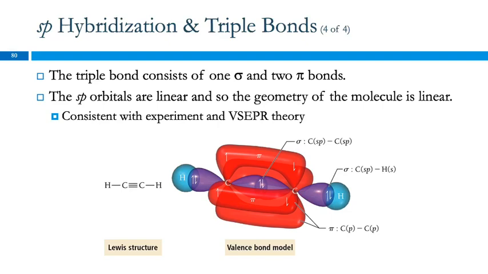There are 3 colors because blue and red represent unhybridized orbitals, and purple represents a combination of blue and red. It's a hybrid orbital. These hybrid orbitals are linear, and the molecule is going to be linear, and that agrees with VSEPR theory and experiment.